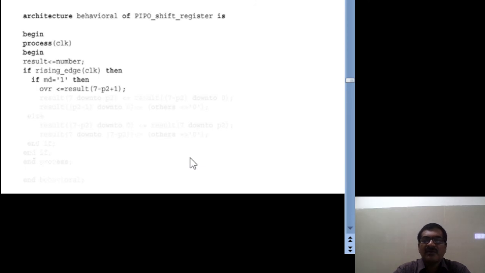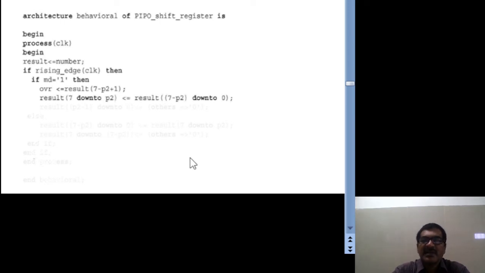Therefore the overflow is assigned with result of 7 minus P2 plus 1. What is result of 7 minus P2 plus 1? P2 is 2, therefore 7 minus 2 plus 1, that is 5 plus 1, which is 6. So the 6th bit of the result, which is an 8-bit binary number, is treated as the overflow and is loaded in the OVR.